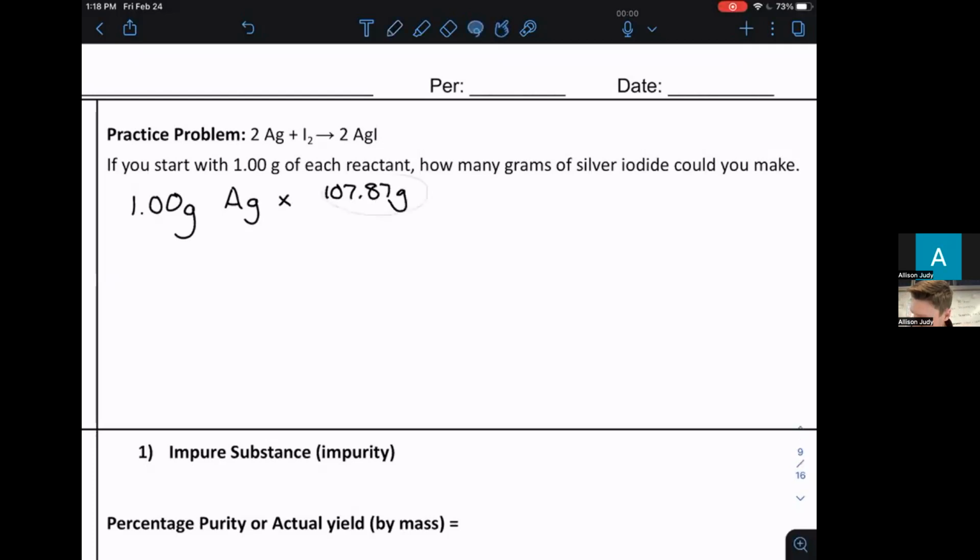This is on the bottom because we want to cancel out our grams. Sorry. Okay, I'll do better than that for those of you on paper. So now we're in moles of silver. We need to convert to moles of silver iodide using the molar ratio. In this case, it's pretty nice.